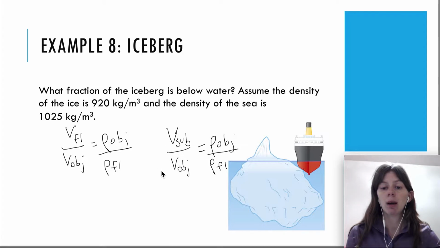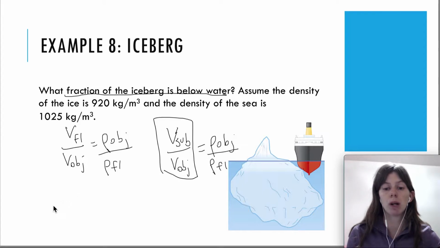Can you see that this ratio is equal to the fraction of the iceberg that is below water? That's what this means: the part that is submerged divided by the whole volume of the whole thing. So the answer to this problem is simply to divide the two densities. The fraction that is below water is going to equal the density of that iceberg, the 920, over the density of the seawater.